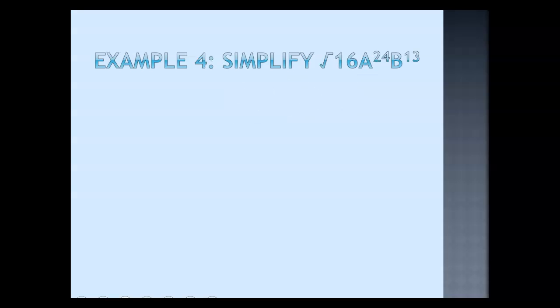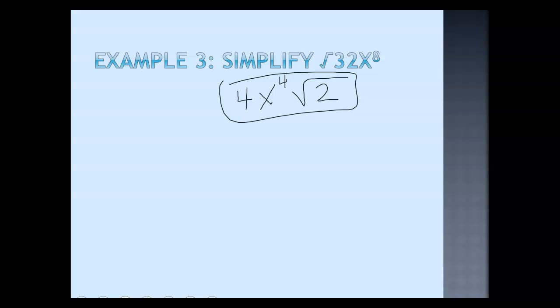Why would the 2 be in the radical instead of the 4? Because the 4 came out as the square root of 16. So the square root of 16 became 4. So 16 times 2 was 32.